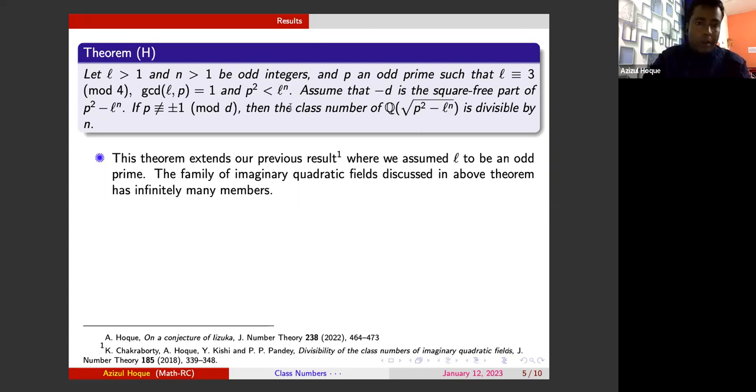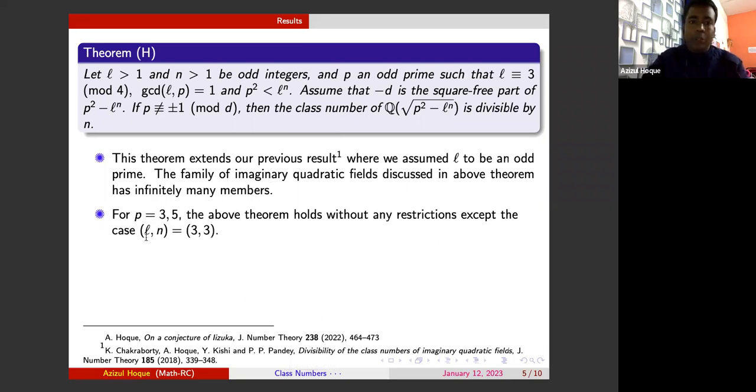If you consider p equal to 3 and 5, then we don't need all these conditions on p and the other things, and thus we can look not only at quadruples, but at quintuples of fields.